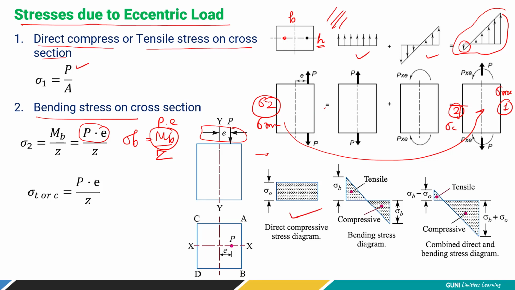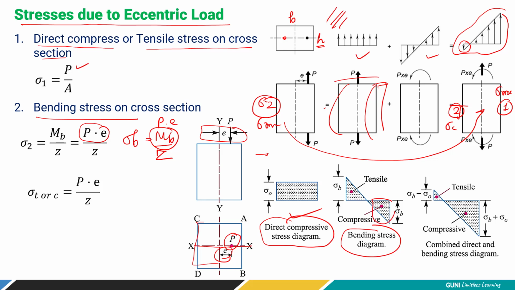So again, look at this figure, okay? Here this is a square section, and we are applying the load P along the x-axis at E distance. This is the direct compressive stress, this is the bending stress, where the right side portion will be subjected to compressive nature because of bending in this direction. So the bottom part is compressive stress and the opposite side is tensile stress. When you combine these together, what will happen?